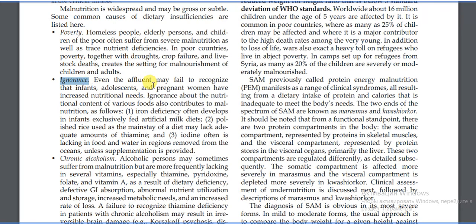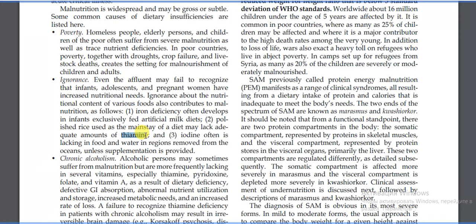So, okay, let's read. Even the affluent may fail to recognize that infants, adolescents, and pregnant women have increased nutritional needs. Ignorance about the nutritional contents of various foods also contributes to malnutrition as follows. First, iron deficiency often develops in infants exclusively fed artificial milk diets. Because breastfeeding is much better for them, because all necessary nutrients are collected in mother's milk, more than in artificial milk. Polished rice used as a mainstay of a diet may lack adequate amounts of thiamine.